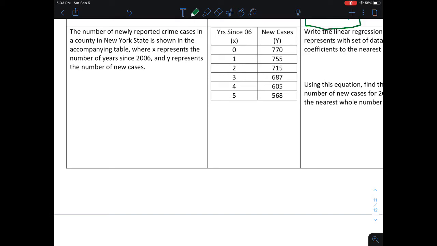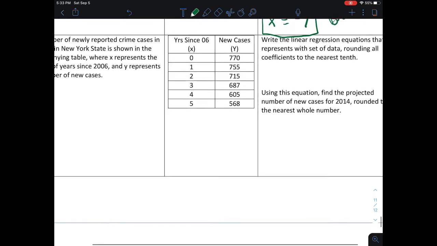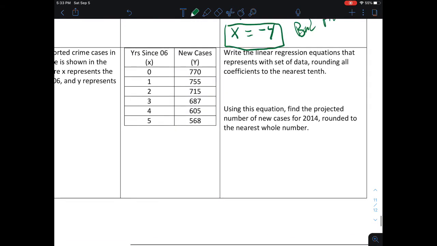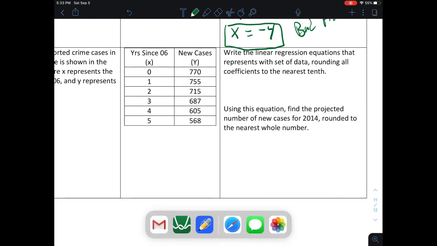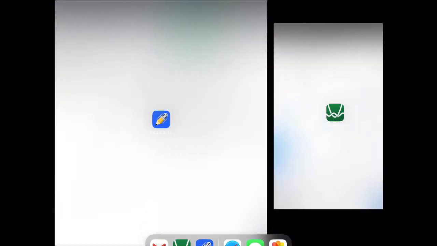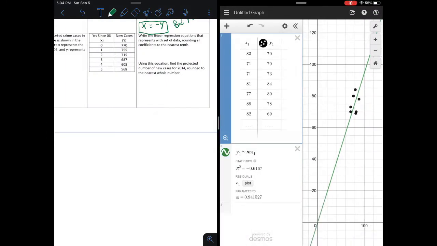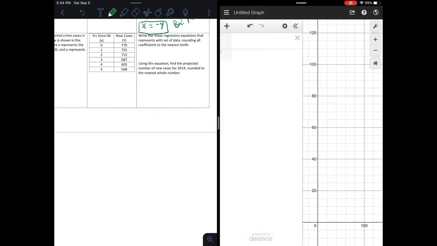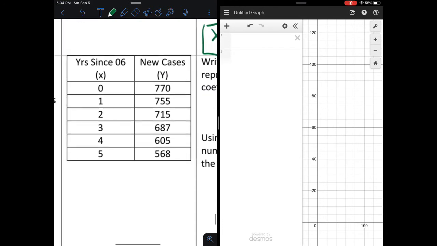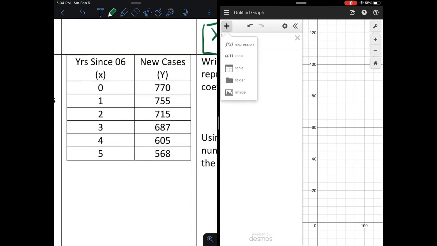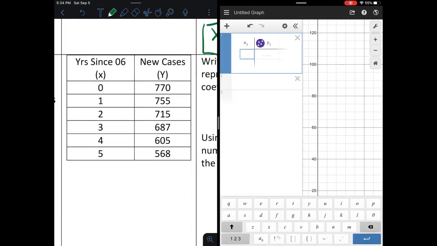So we have a number of newly reported crime cases in a county in New York State, shown in the table, where X represents the number of years since 2006. Y is the number of new cases. We want to write the linear regression equation that represents the set of the data. So let's try this again. And so let's clear everything out. And let's type our table in the Desmos.